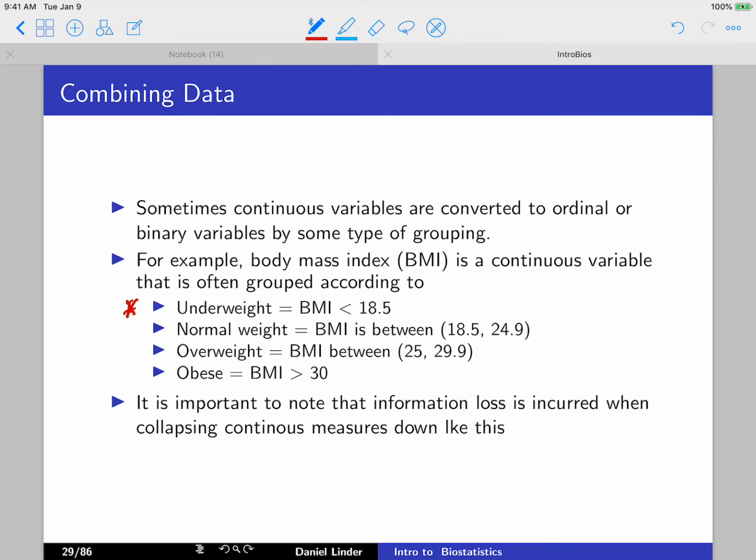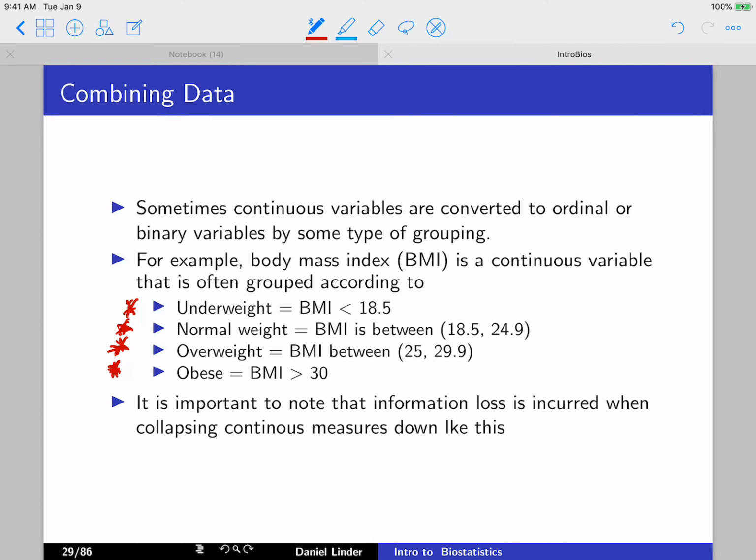Again, these are general. This is a general ordering of the BMI measure. Of course, these would be different in different types of individuals, but in general, underweight might be categorized as BMI less than 18.5. Normal weight might be classified as BMI between 18.5 and 24.9. Overweight could be categorized as BMI between 25 and 29.9, and finally obese would be BMI values greater than 30.